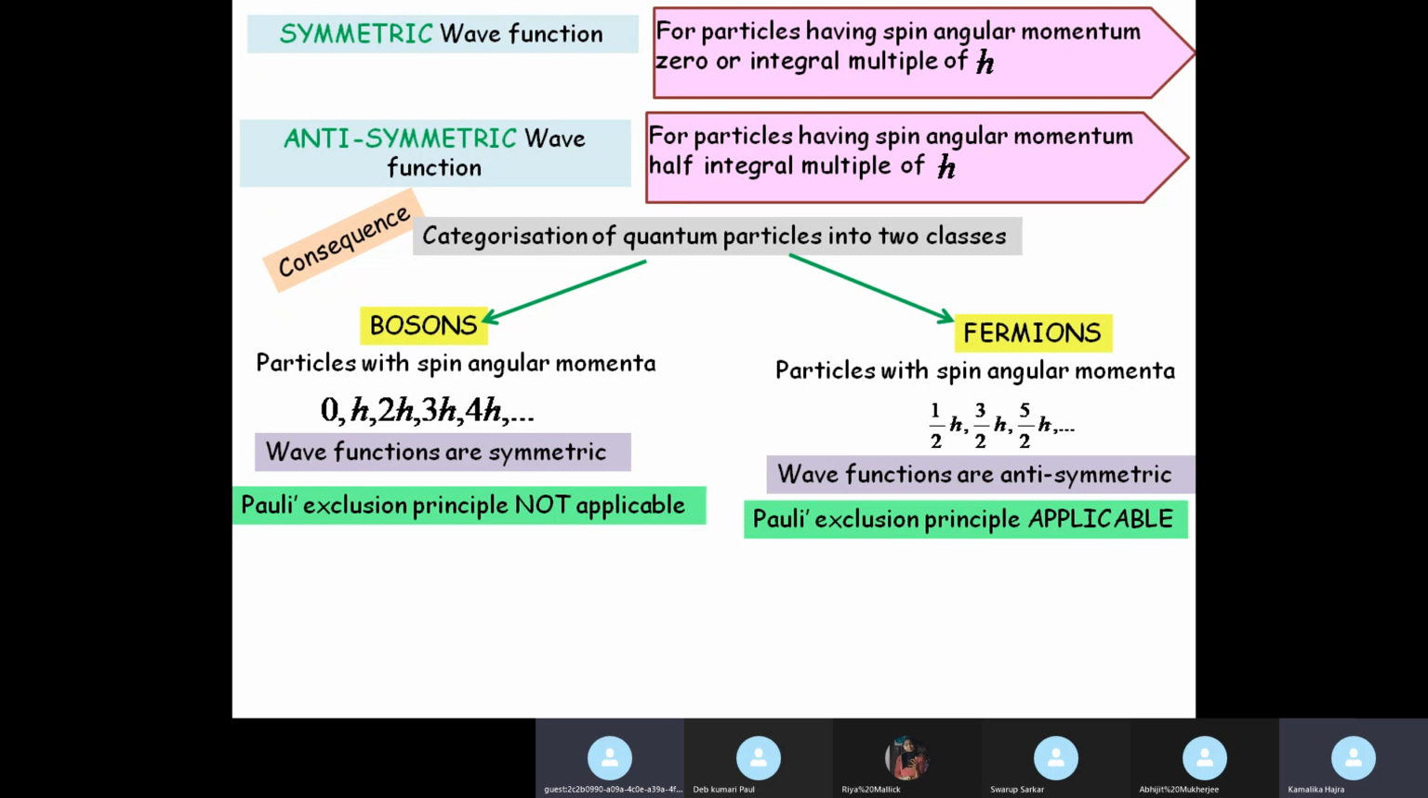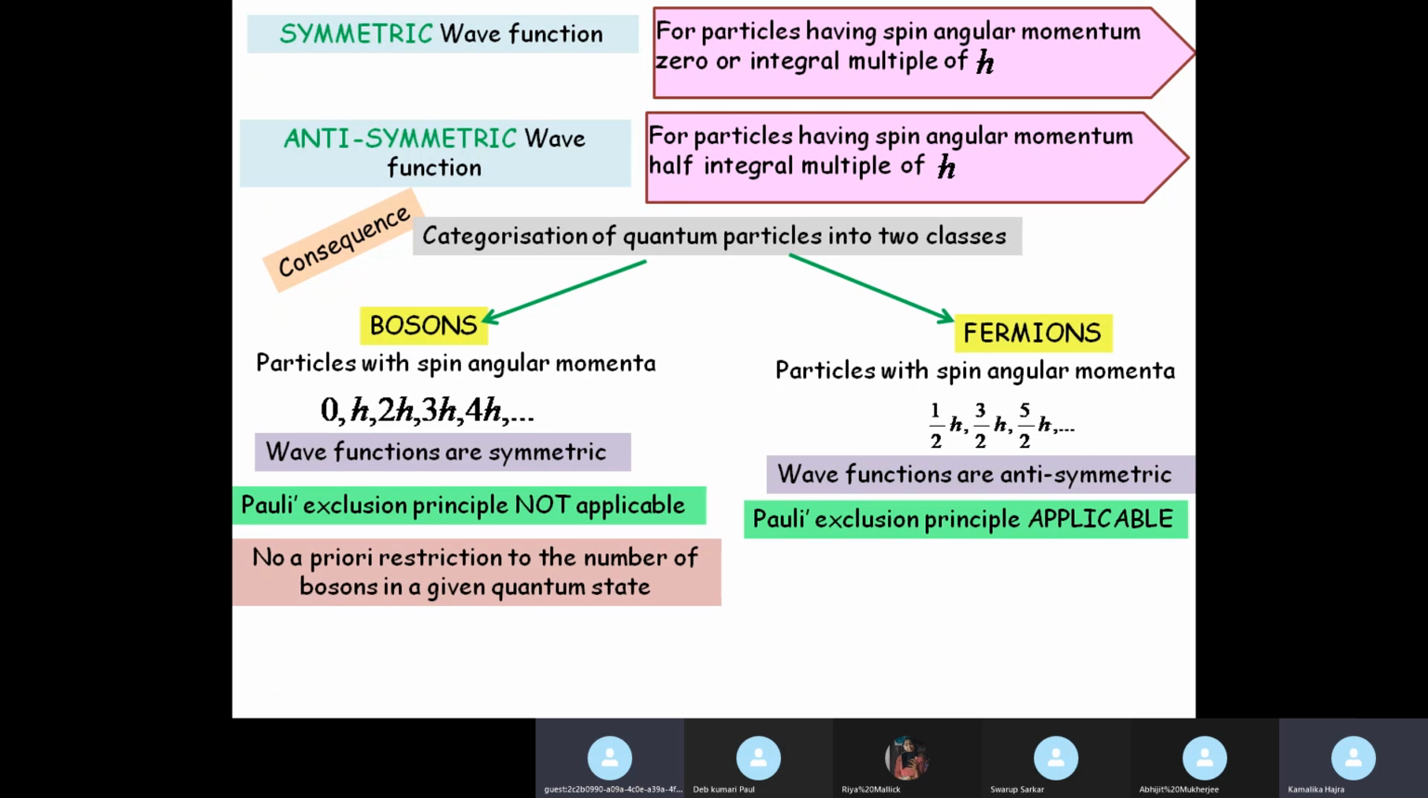Okay, so these are the two main things that you have to keep in mind: bosons do not obey Pauli's exclusion principle, which means that a single state allows the presence of more than one particle, with no restriction to the number of particles, whereas Pauli's exclusion principle is applicable to fermions, so that a single state cannot have more than a single particle. As I told you, there is no a priori restriction to the number of bosons in a quantum state. The restriction is one fermion per quantum state.